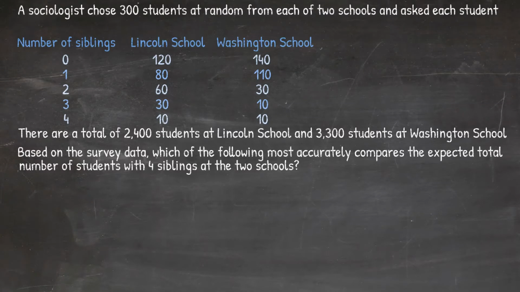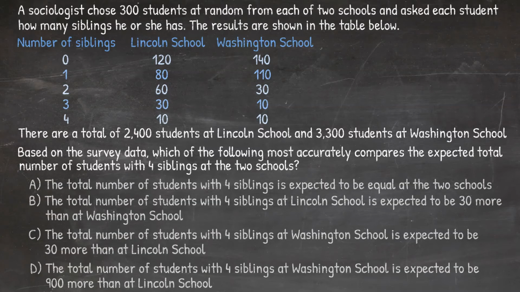A sociologist chose 300 students at random from each of two schools and asked each student how many siblings he or she has. The results are shown in a table below. There are a total of 2,400 students at Lincoln School and 3,300 students at Washington School. Based on the survey data, which of the following most accurately compares the expected total number of students with 4 siblings at the two schools?